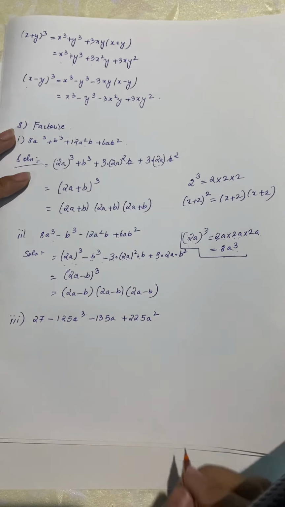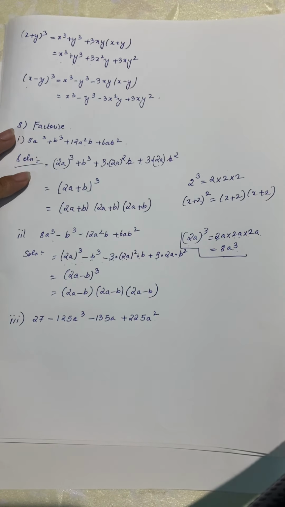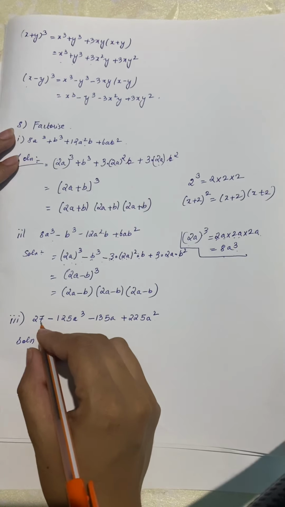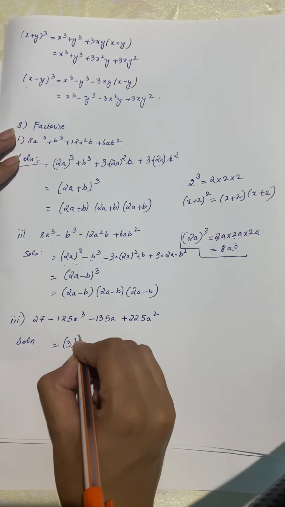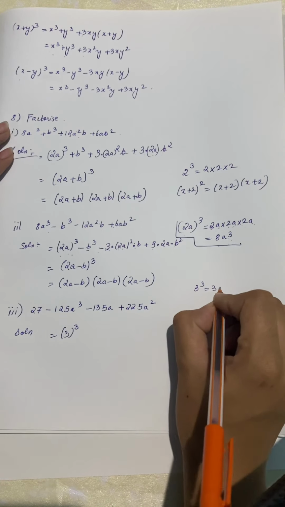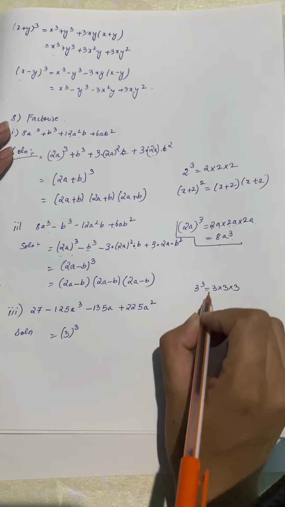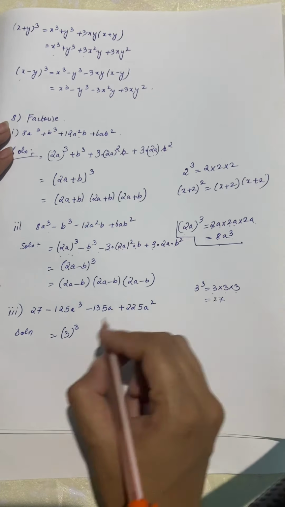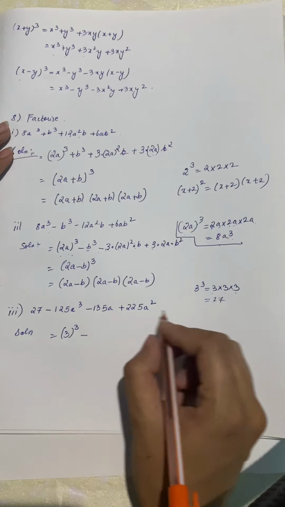Okay, so now you look at this. This is also an interesting question. Now you look at the solution. Can I write 27 as 3³? Okay, so what is 3³? 3³ means you have to multiply 3 three times. So 3 into 3, 9. 9 into 3, how much? 27.